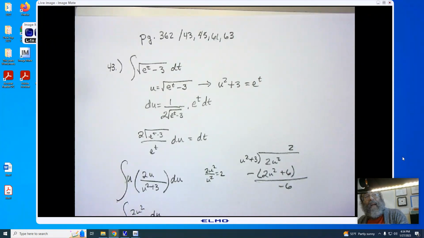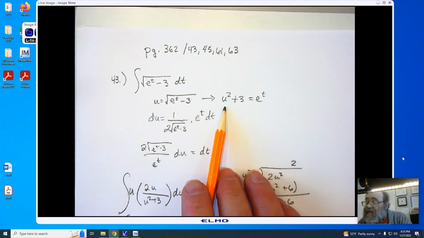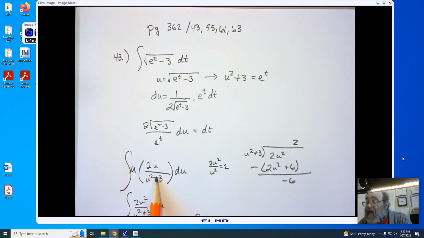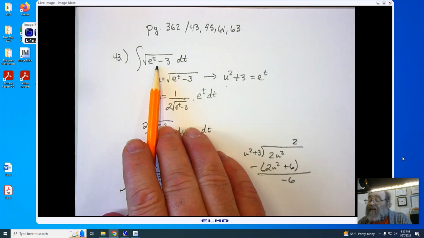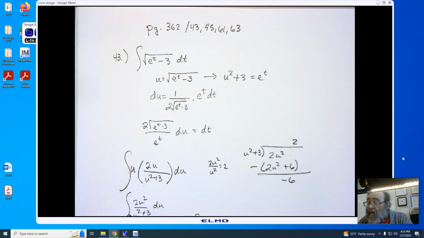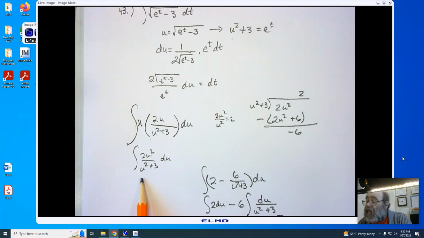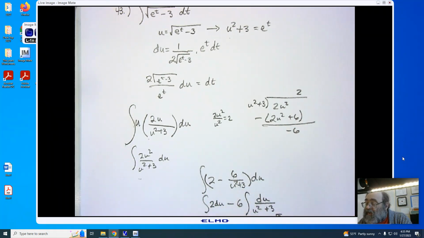Okay, let's just review it again, please. We start by finding what e to the t is in terms of u. We take our derivative and we substitute every piece we have, and we then replace our dt with what we found. We make sure we replace the square root of e to the t minus 3 with u, and we multiply. Because the powers are equivalent, we do long division, and we get 2 minus 6 over u squared plus 3.